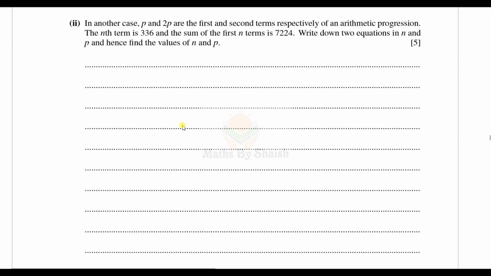Here's the second part of the sixth question. In another case, P and 2P are the first and second terms respectively of an arithmetic progression. If it is an arithmetic progression, a is P and the common difference d is 2P minus P, that is P only. And the nth term is 336 and the sum of n terms is 7224. Write down two equations in n and hence find the values of P and n. So what are the things given? Un is given as 336 and Sn is given as 7224.